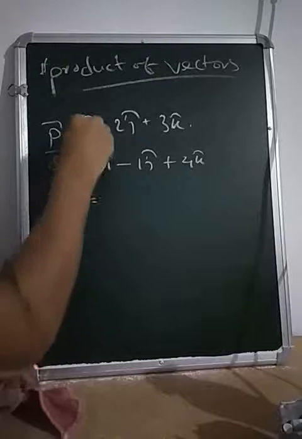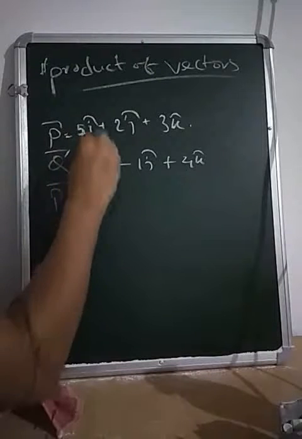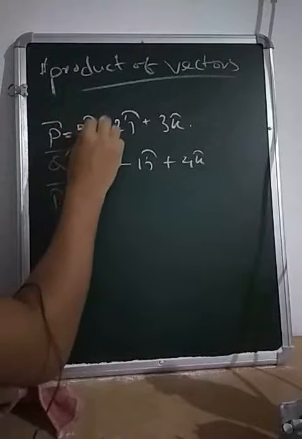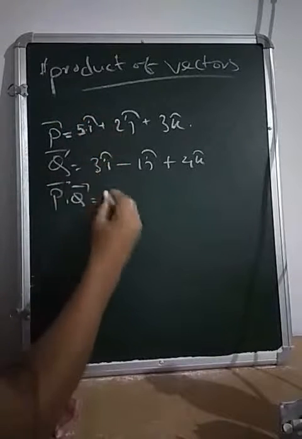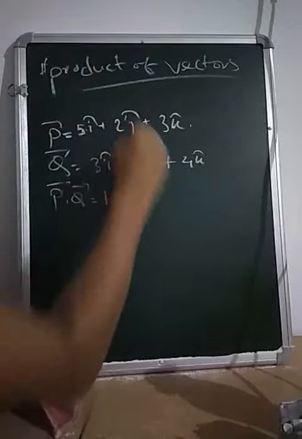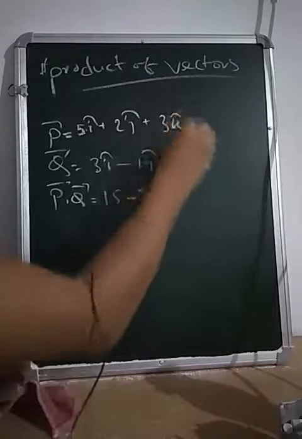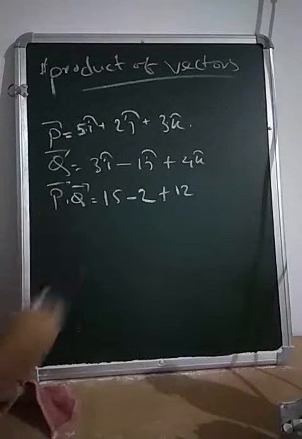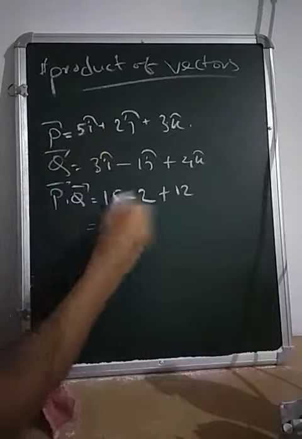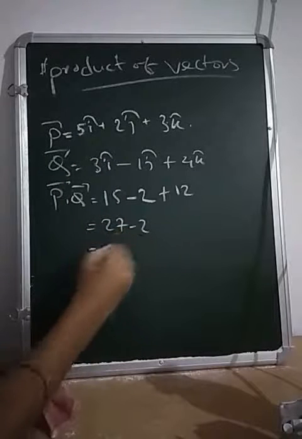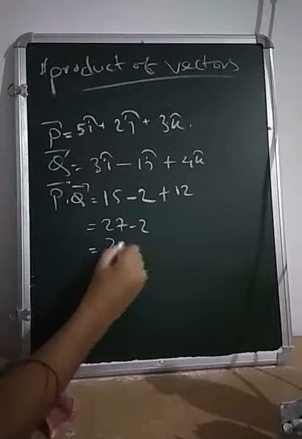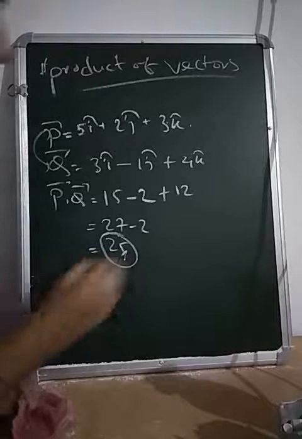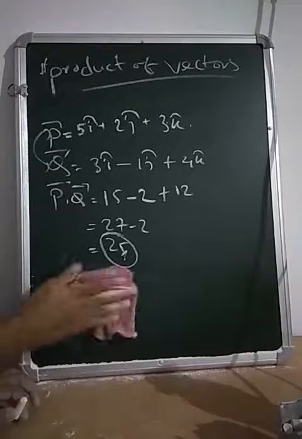So the x component of this term is 5 into 3, 15, then the y component is minus 2, then the z component is plus 12. Okay. So the result will be how much? 15 minus 2 plus 12, which is 25. So the product of these two vectors will be 25. This is a scalar quantity. So this is how we perform dot product. Okay.